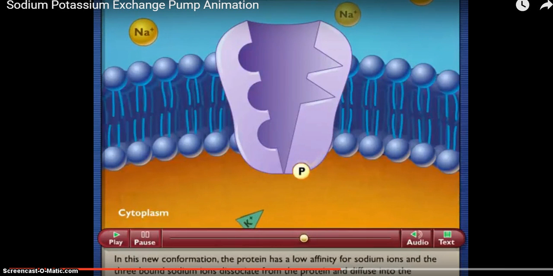You see what happened? We put those positive sodiums from this bottom side inside the cell, and we pumped them using ATP, the cell's energy, out to outside the cell. Your cells are doing this all the time.